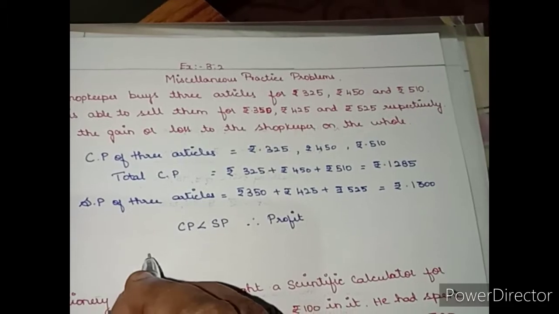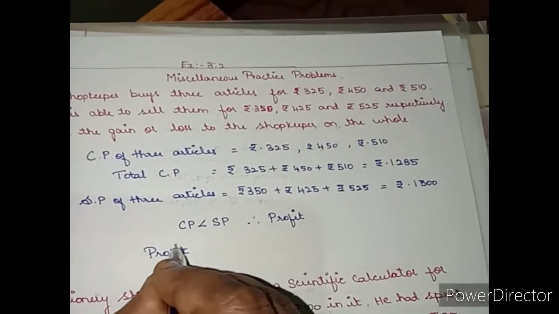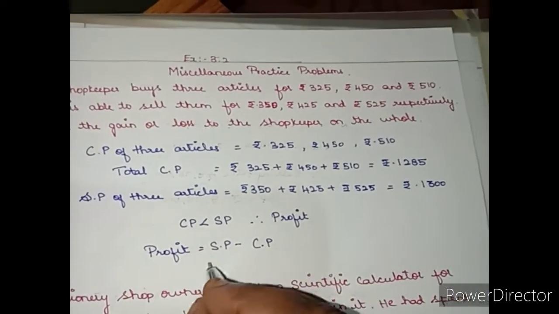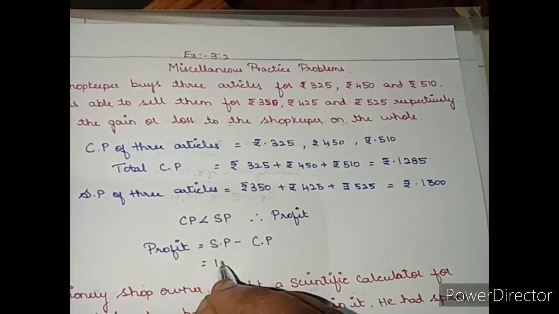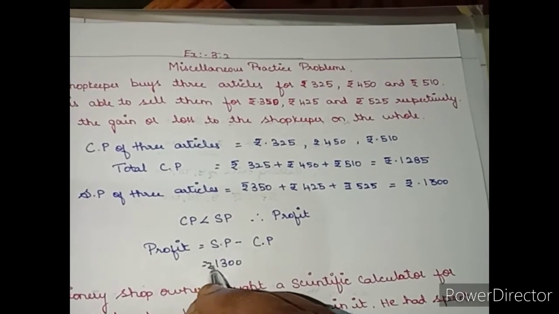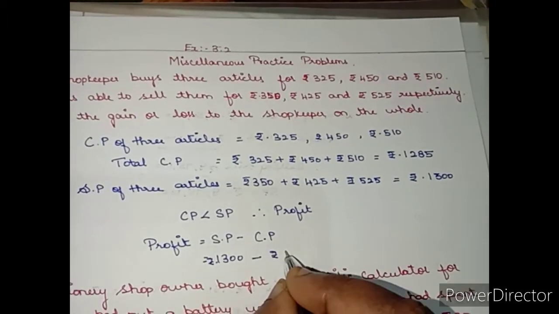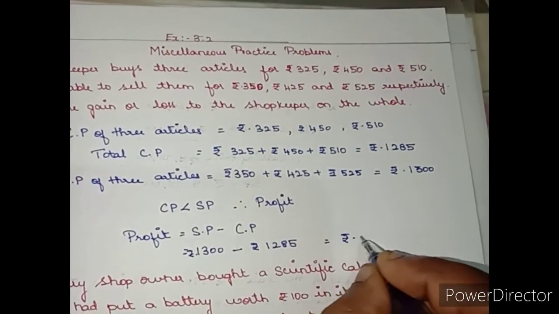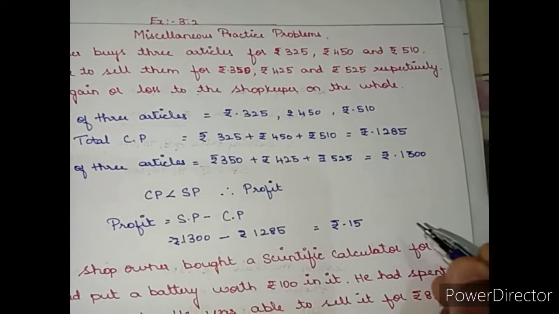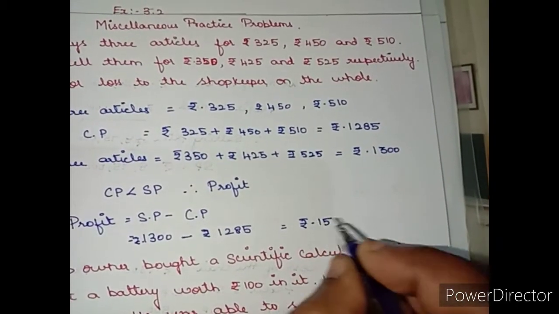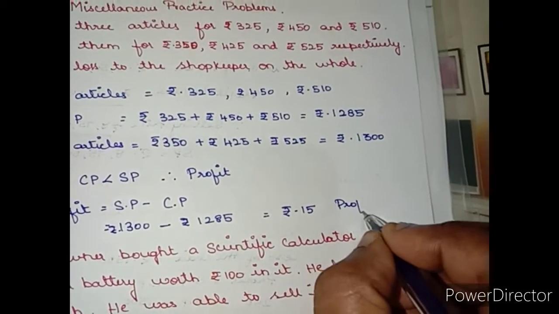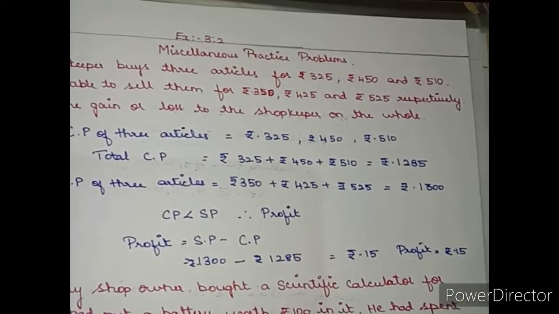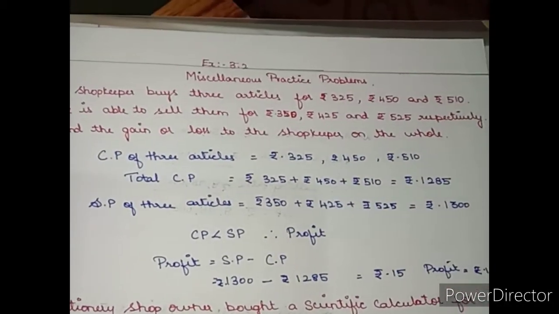So therefore it is a profit. What is the formula for calculating profit? You'll be knowing it. SP minus CP. What is SP? Rupees 1300 minus rupees 1285. What is the remaining? Rupees 15. So what is the profit he has got? Rupees 15. So profit is rupees 15. This is the answer. We'll go for the next question.